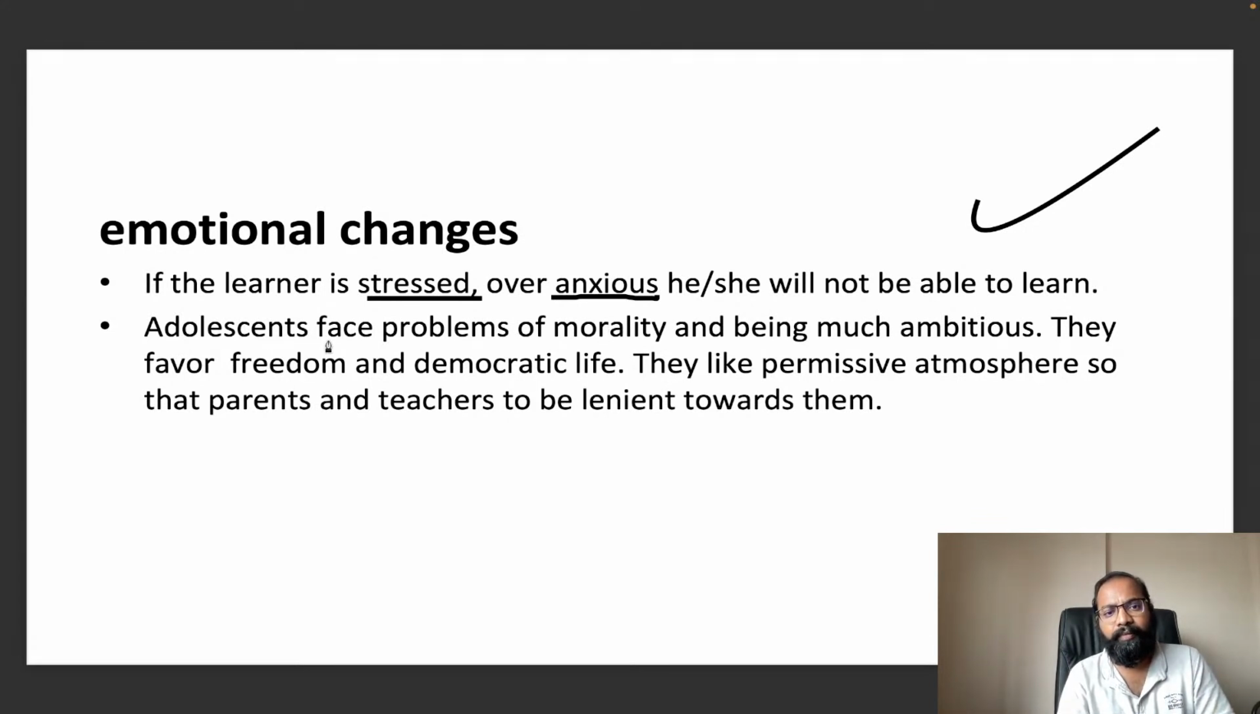Okay, and they always look for freedom, they look for a democratic life, which means they don't have any type of racism in their minds at that adolescence age, right? So they like permissive atmospheres, where the parents and teachers are lenient towards them.